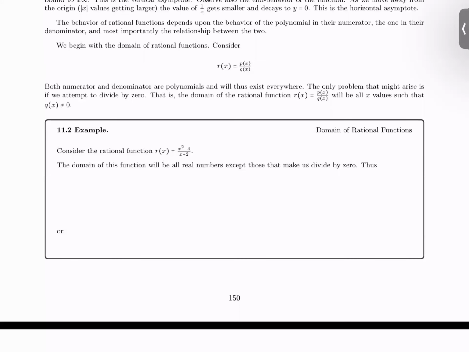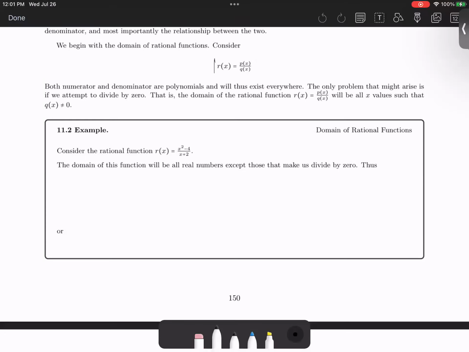Let's think about the domain of a rational function. So reminder, a rational function is something that looks like this, right? R for rational function. A rational function is something where we have a polynomial divided by another polynomial.